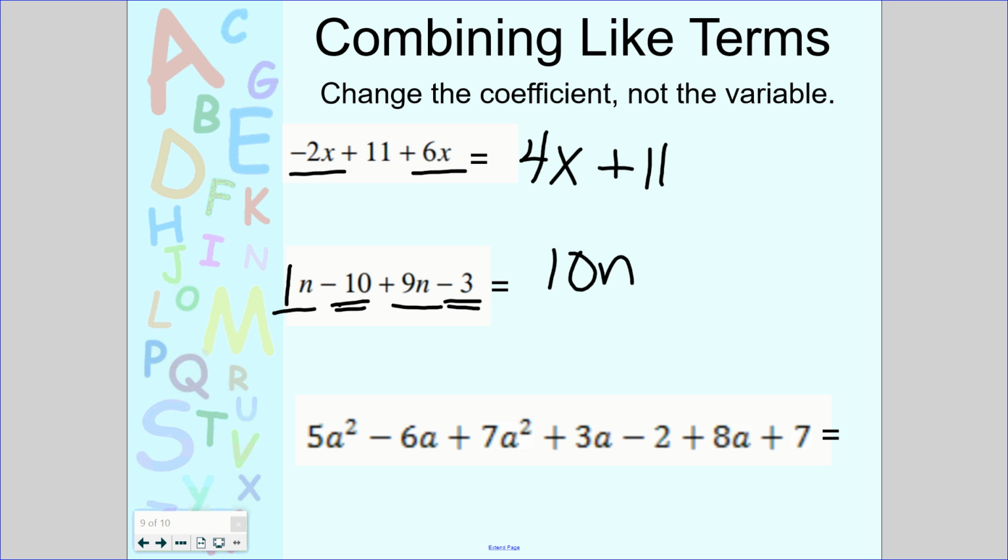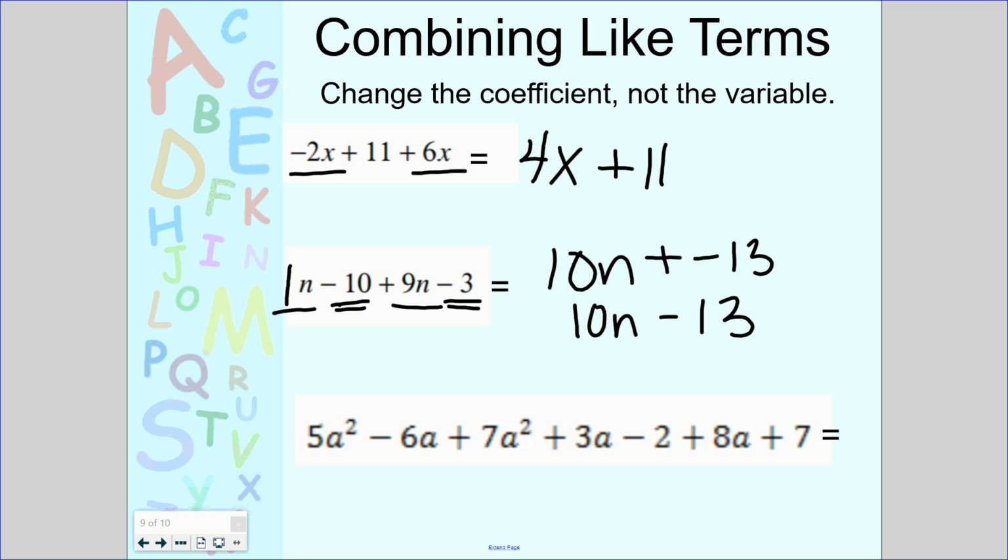If I have negative 10 and negative 3, negative 13. So you could write plus negative 13 here, or you could write just minus 13. Either one is fine. Okay, down at the bottom now. A few extra terms in this one. Give me a pair of like terms.